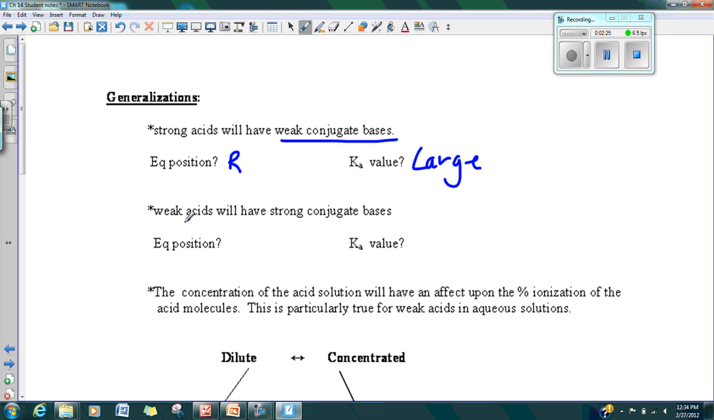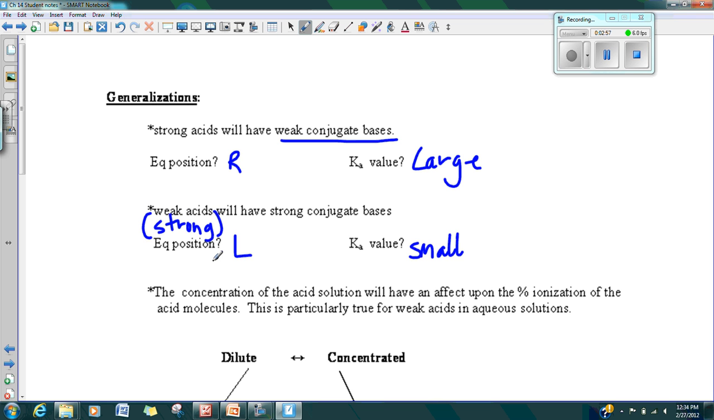On the other side of things, if I have a weak acid, my equilibrium position is going to shift to the left. And if I have a weak acid, I have a very strong bond, and it's not dissociating very much. Up here I have a strong acid, and that means it's dissociating very, very easily. This bond actually is very, very weak, but I have a large Ka value. Over here, my Ka is going to be very small.